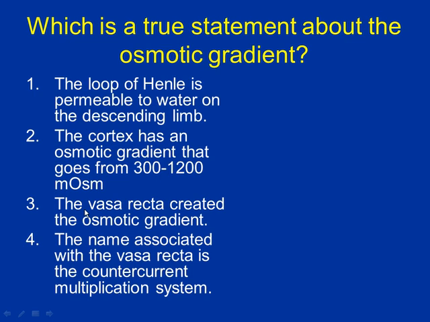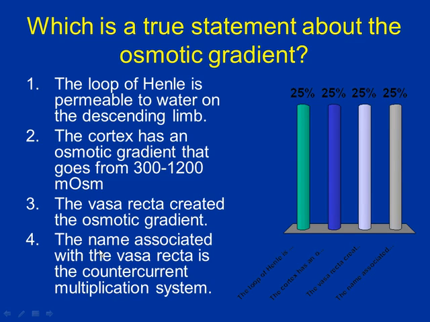How about number 3? The vasorecta created the osmotic gradient. Did I beat that one to death or what? So definitely not. It maintains it. It doesn't create it. Number 4, the name associated with the vasorecta is the countercurrent multiplication system. What? I think we learned that in kindergarten, didn't we? But no. It's countercurrent system, but not the countercurrent multiplication. The multiplication system is actually increasing, and that would be because of the descending limbs. So 2 through 4 are incorrect.